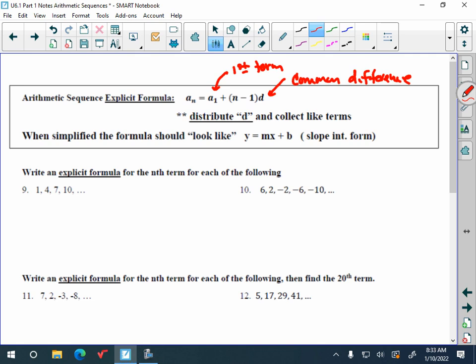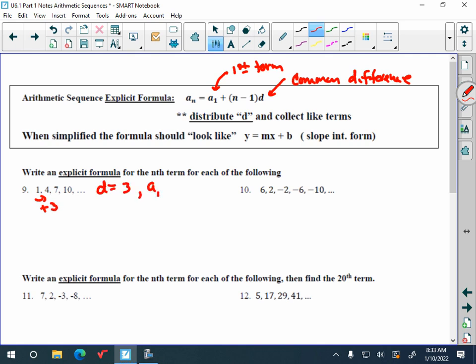All right, so we're going to write an explicit formula. It says for the nth term, that just means that we want n's in our answer. So an and n in our formula. So our sequence is 1, 4, 7, and 10. So the first thing we want to do is find the common difference. So to get from 1 to 4 to 7 to 10, we can see that we're adding 3. So our d value is 3.